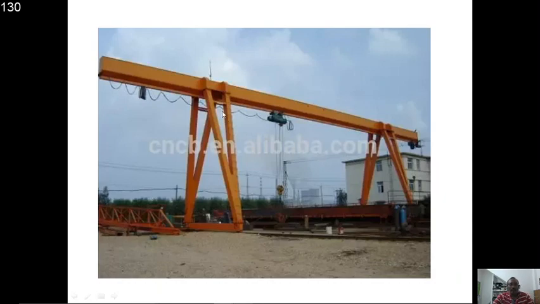This is an example of a double overhang beam. You can see here, this is the support, behind this it is extended, and here also some support is there, and beyond it is also extended. So it is a double overhang beam.